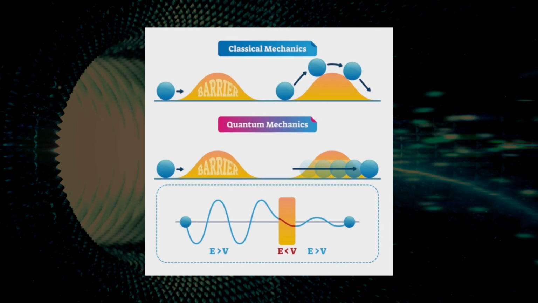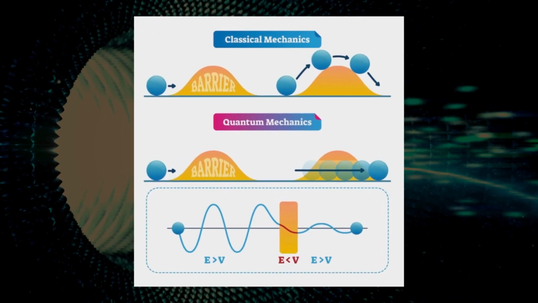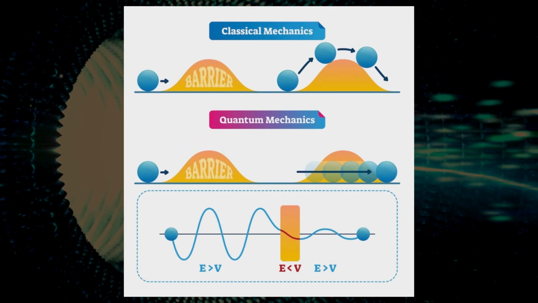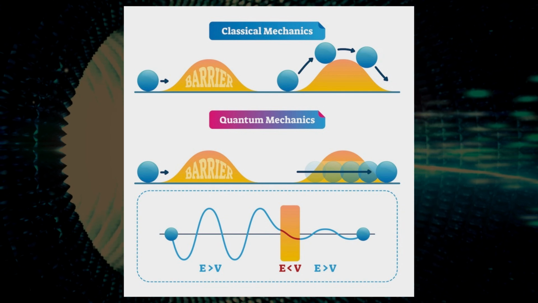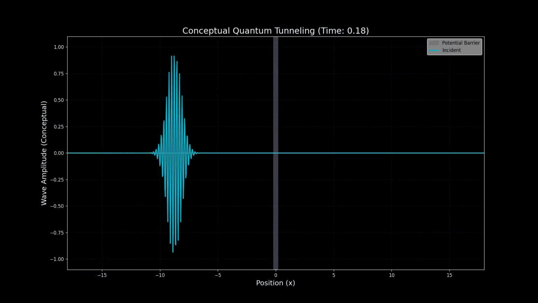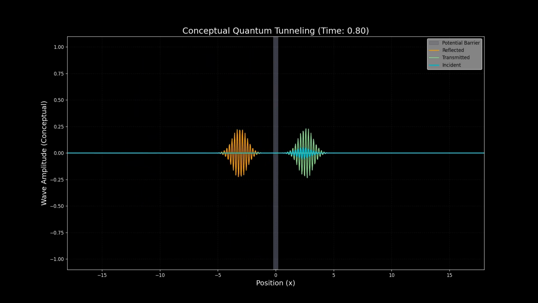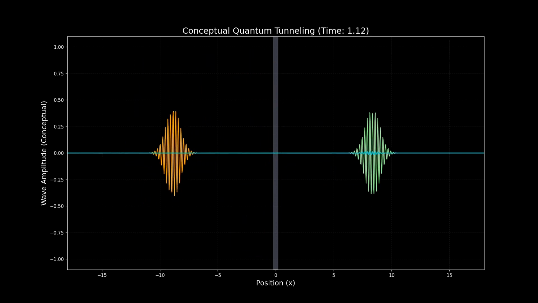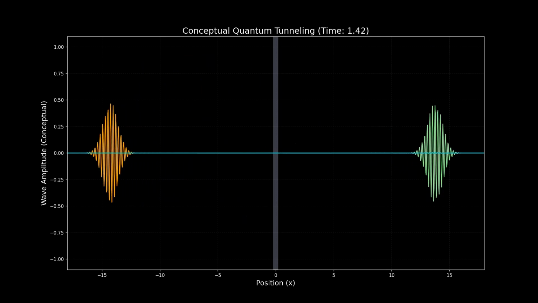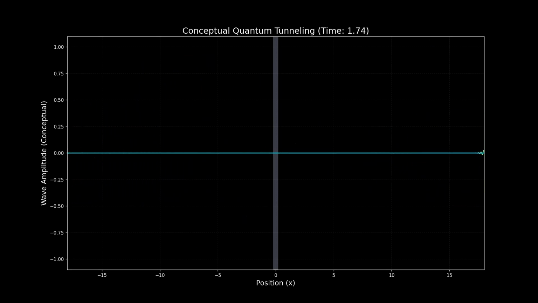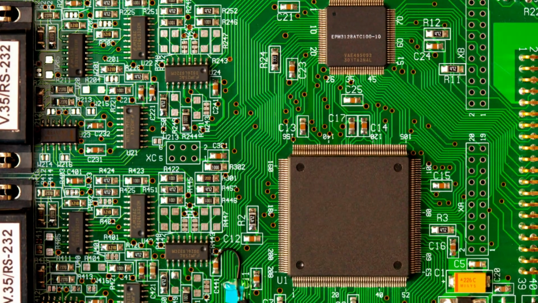Classically, if it doesn't have enough energy, it should bounce off. But quantum mechanics paints a different picture. The electron, behaving like a wave, has a non-zero probability of simply passing through this classically insurmountable barrier. It doesn't break the barrier, it tunnels, as if a ghost phasing through a solid wall.